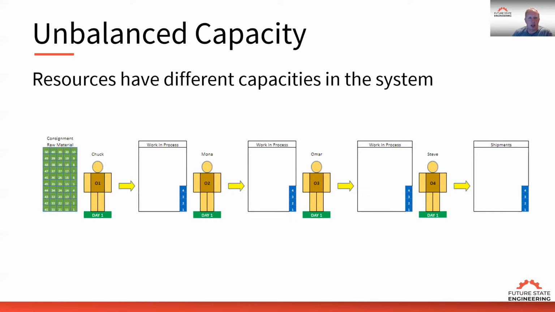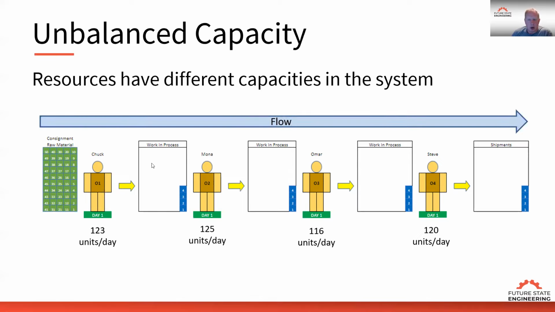Then, to create the synchronization, we want to have unbalanced capacity. Unbalanced capacity means that each resource has a different capacity. If I look at the capacity of each person in this unbalanced system, you see they all have different capacities. Given the same flow direction and the same efficiencies as the previous round, what's the output of this system? What's this system capable of producing?